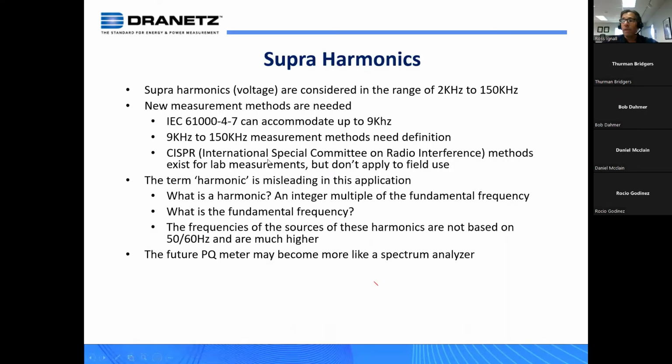So when we talk about this, the term harmonic is kind of misleading, okay? A harmonic is an integer multiple of the fundamental frequency, but we're not talking about multiples of 50 or 60 hertz anymore. We're talking about multiples of maybe the switching frequency of an inverter, an IGBT or other technology inverter, which again is in the 10 to 20 kilohertz range. So these are higher order frequencies that probably aren't based upon any kind of fundamental. So the frequencies are those sources in there, and they're much higher than this 50 hertz.